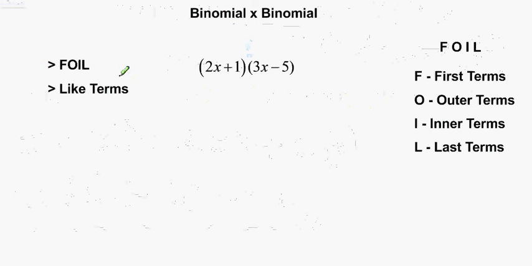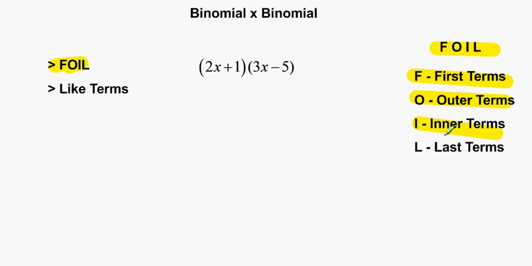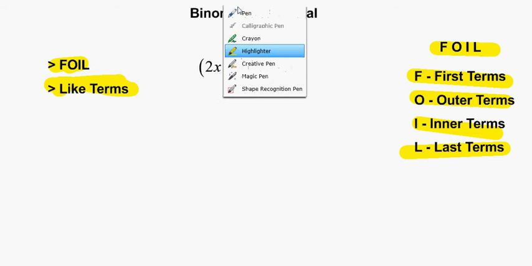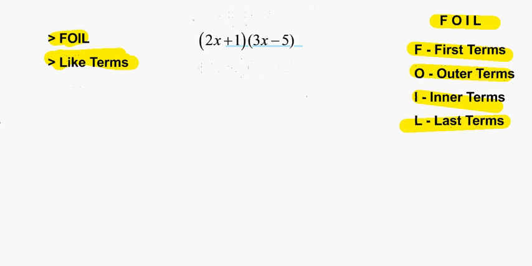One of the first things that we need to know is FOIL. Now, what is FOIL? You've probably heard at school something about FOIL. FOIL is just another word for first terms. F stands for first terms, O is for outer, I is for inner, and L is for last. And then we also have to look at like terms at the end when we're done simplifying. So let's just do each term gets multiplied with each term.